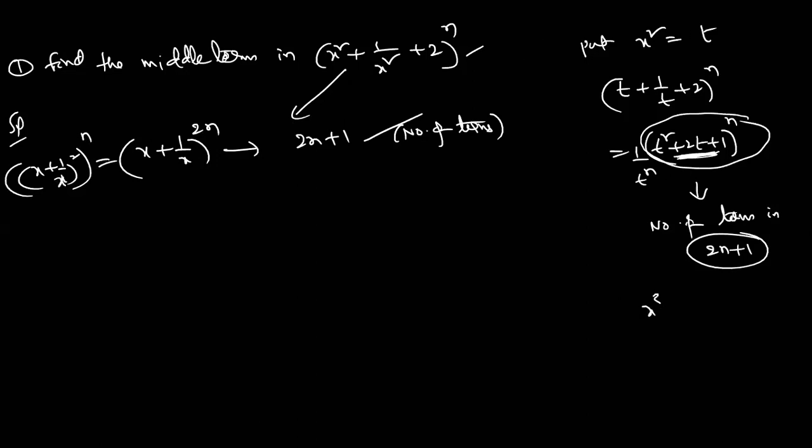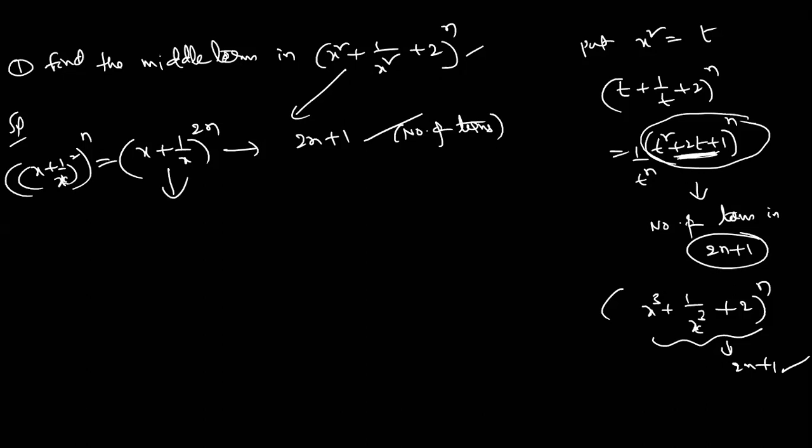Okay, good question. Suppose x cube plus 1 by x cube plus 2 whole power n. Can you convert it into a perfect square? No, not at all. Let them see. x cube is equal to t here also. After expanding this one also, how many terms are there? 2n plus 1 terms. So no doubt about this one.